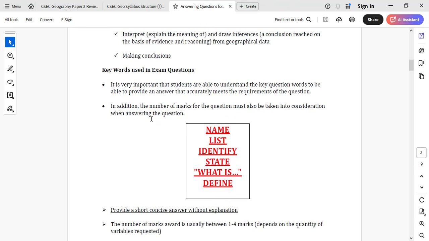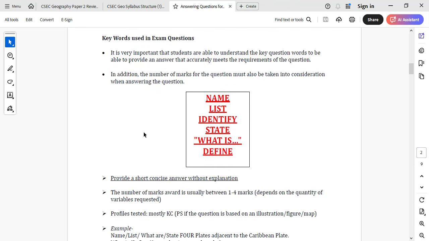So some of the key words, and again, all of this is in the classroom. Be mindful, they know what to do with name, list, identify, state, what is, define. At the CSEC level, you do not have to answer your questions in full sentences. If they ask for 2, put 1, this, 2, that. You just have to list. You don't have to be in proper sentences, right?